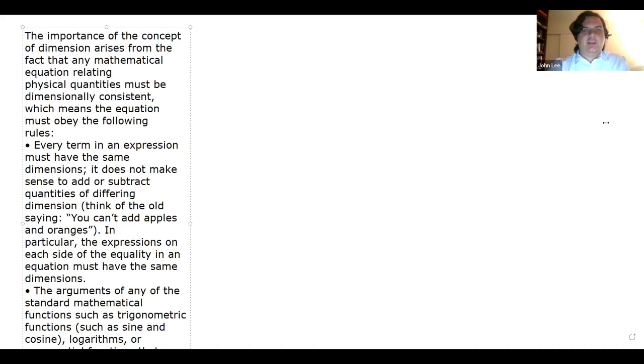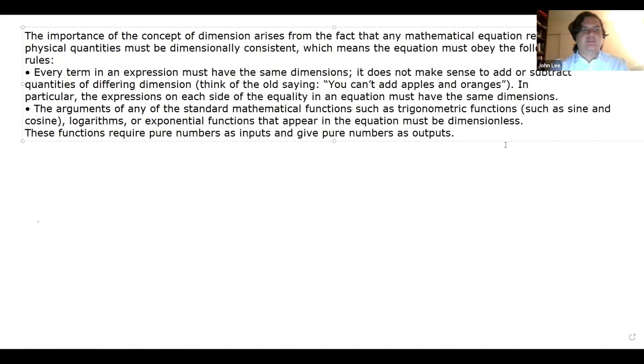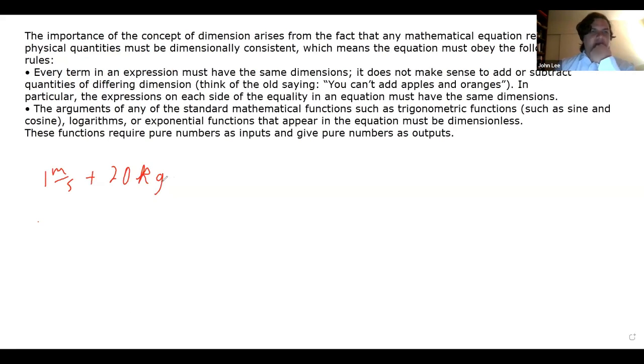So every term in the expression must have the same dimension, so it doesn't make sense to add something with different dimensions together. So you cannot add 1 meters per second plus 20 kilograms together, because that doesn't make sense. So every term in the expression must have the same dimension.